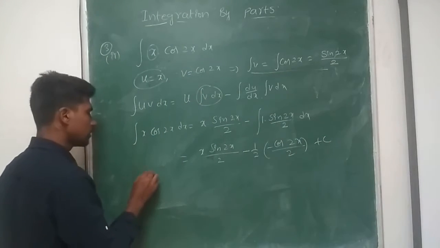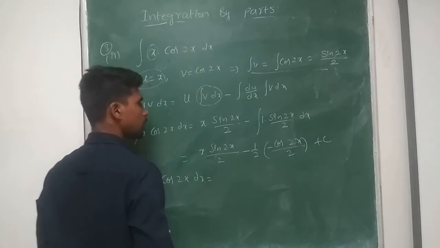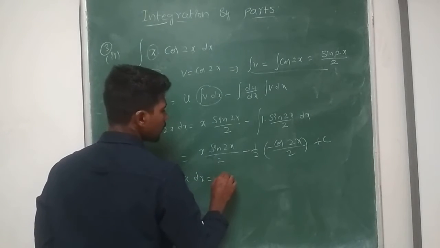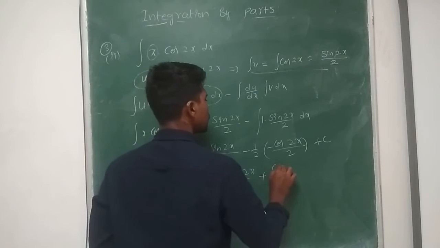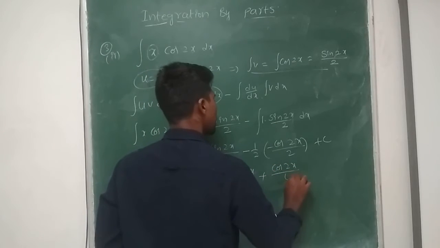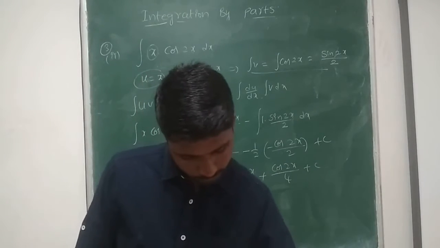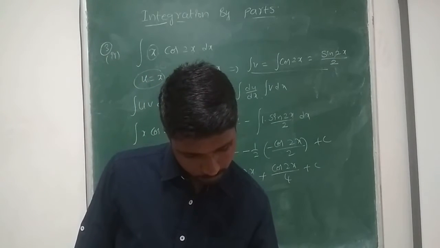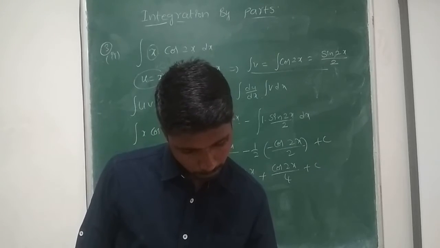So what is our answer? Integral x into cos 2x dx is equal to x sin 2x by 2 plus cos 2x by 4 plus a constant c. Next question.